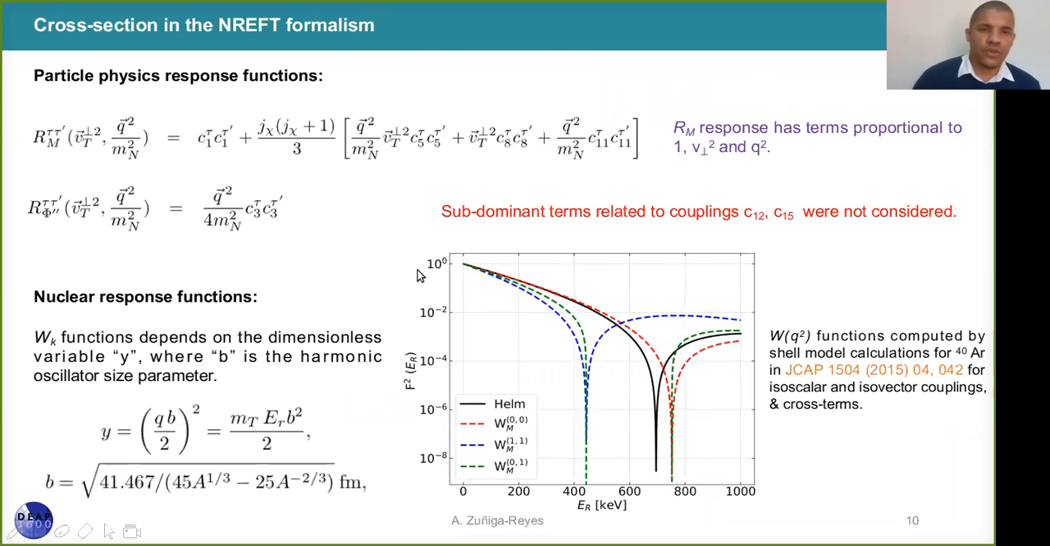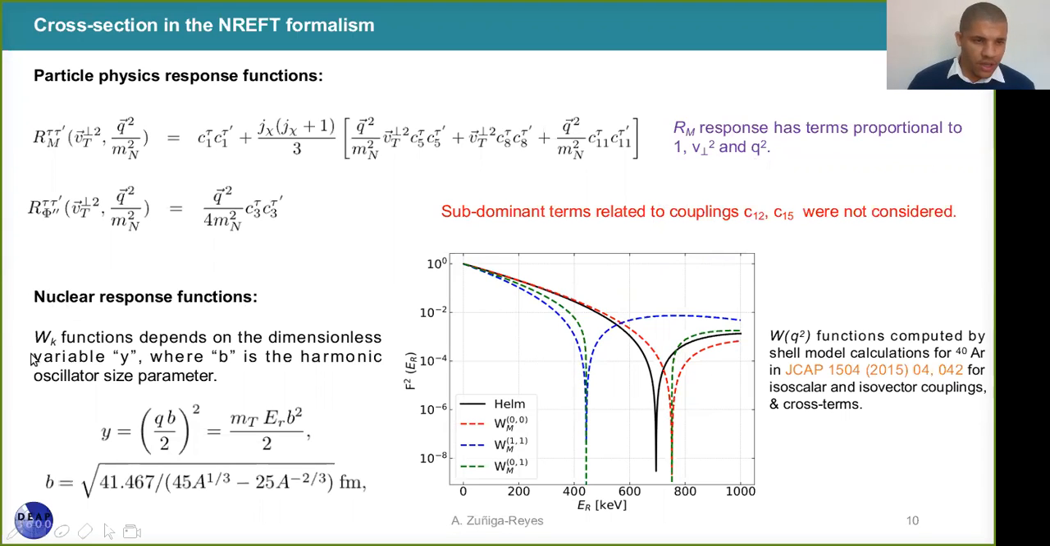Well, just to show an example, this is the particle physics response functions for the M response. As you can see, it has terms proportional to 1, to the square of the velocity, and the square of the momentum transfer. And essentially, we set constraints on each of these effective couplings. But we suppress subdominant terms related to higher operators like the 12 and 15. We don't consider those operators.